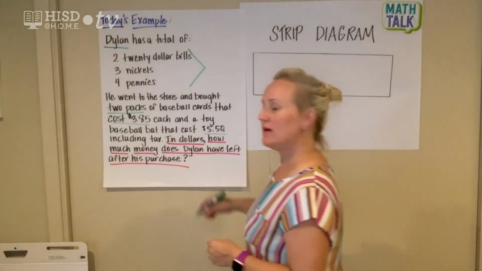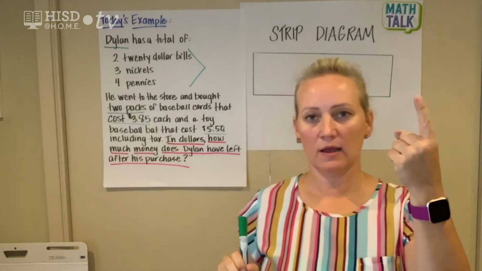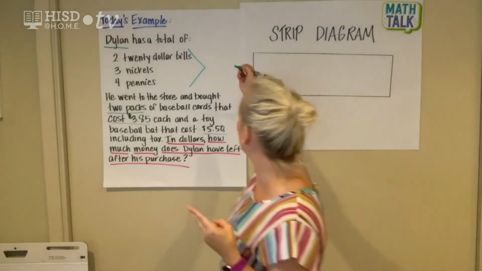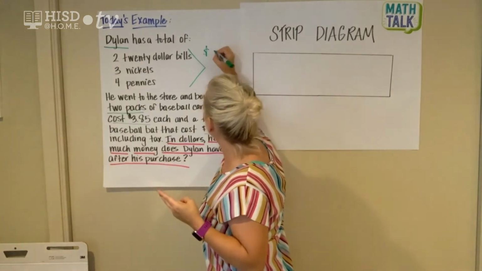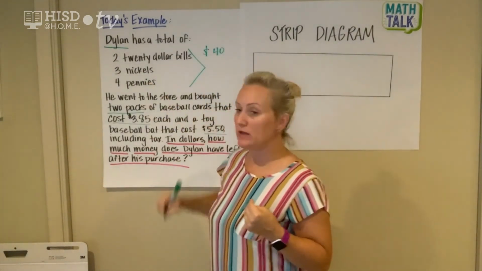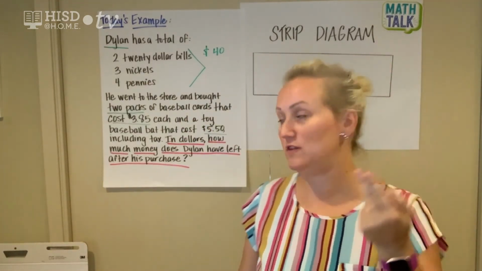Let's add it up. Two $20 bills. So count by 20s, right? 20, 40. So he's got $40 here. Let's add it up. I'm going to put 40 because that's two 20s. 3 nickels. So nickels are 5 cents. 5, 10, 15. So 15 cents.